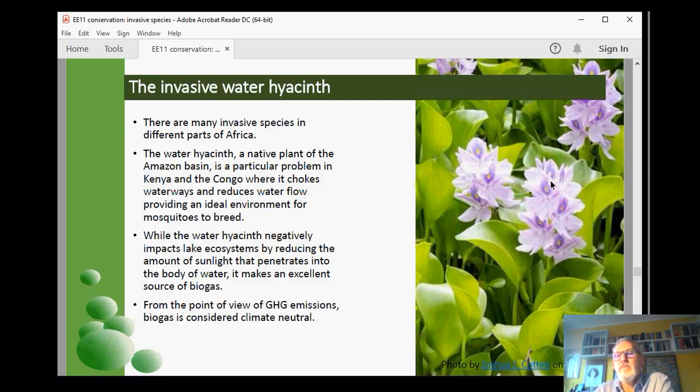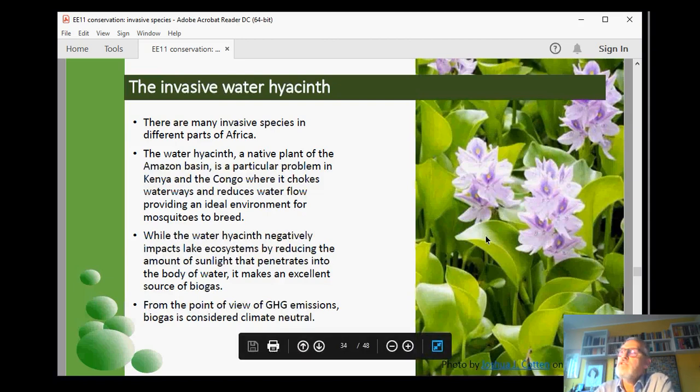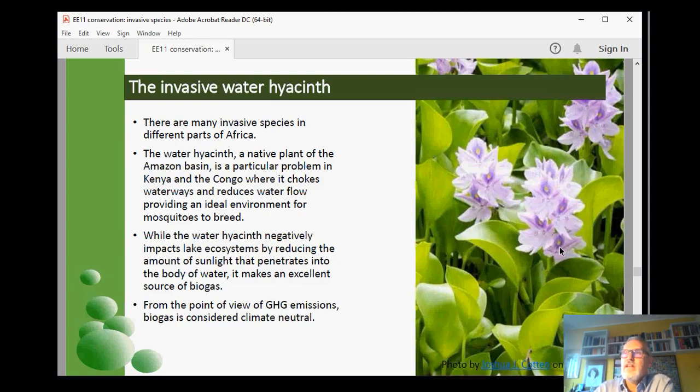In other places you can imagine that this type of plant is very pretty. It's nice and ornamental. You put it in a lake, and the next thing you know, there's no more sunlight for the algae in the lake.